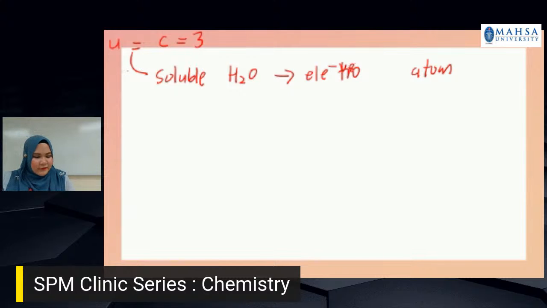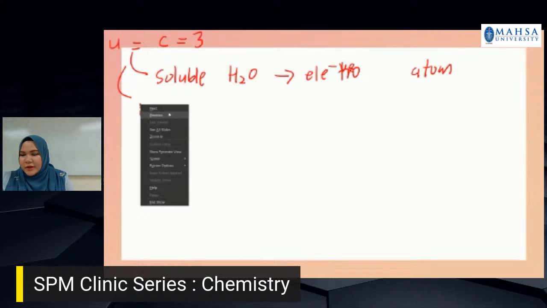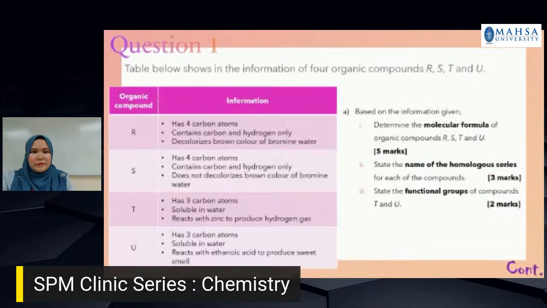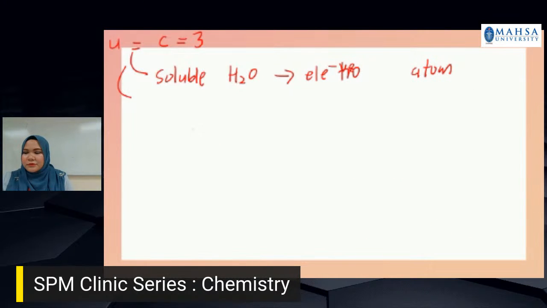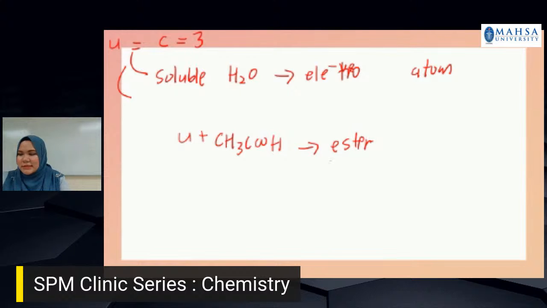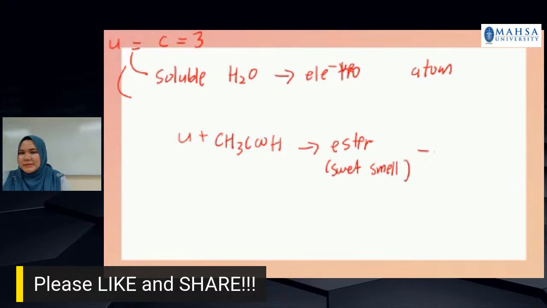Then after that, you can see another one is U reacts with CH3COOH, which is ethanoic acid, to produce ester, which has a sweet smell, plus H2O. So this is the information that we have from the question.